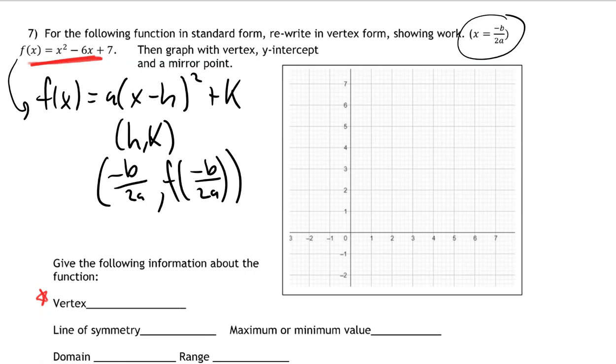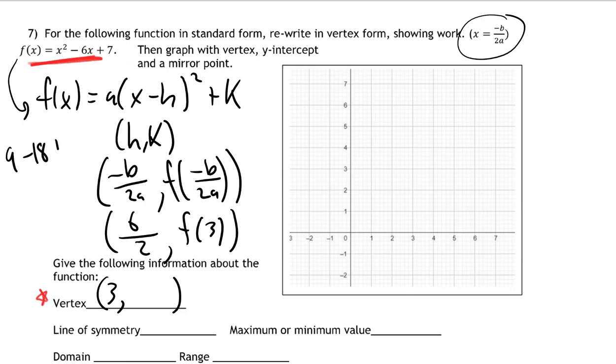So for us, negative b would be 6 over 2 times a, which would be 2. So it looks like the vertex has an x value of 3. And then the y value is the y value when you plug in 3. So that would be 9 minus 18 plus 7. Looks like negative 2. So (3, negative 2) is our vertex.